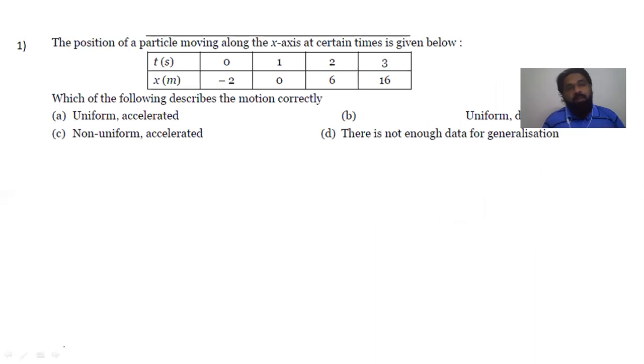Okay, so this is the first question. The position of a particle moving along x-axis at a certain times is given below. At a time t is equal to 0, position is -2. At a time t is equal to 1 second, the position is 0. At a time t is equal to 2 second, position is 6 meter. Like that they have given. Now, which of the following describes the motion correctly?